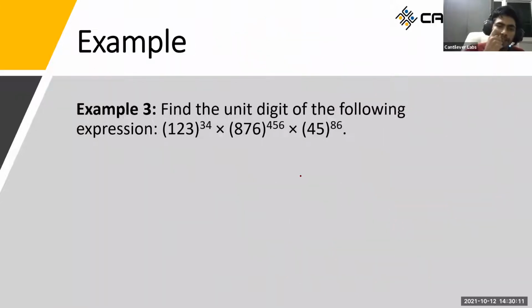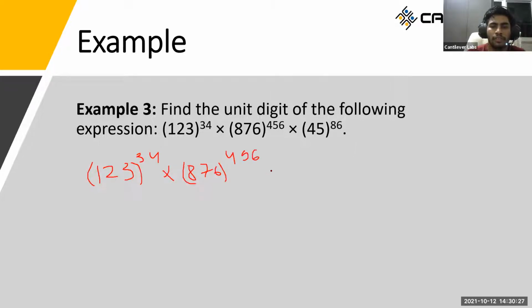Now, let's find the unit digit of the following expression: 123 raised to the power 34 multiplied by 876 raised to the power 456 multiplied by 45 raised to the power 86. This question proved to be quite difficult in nature, but if you look at this question closely, you will notice something. Can any one of you see it? You can write it in the comments.